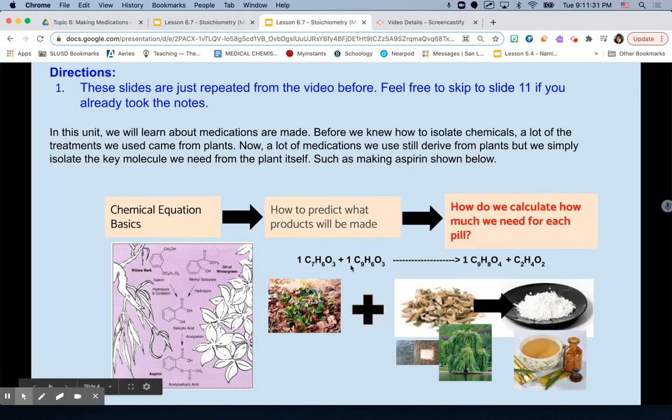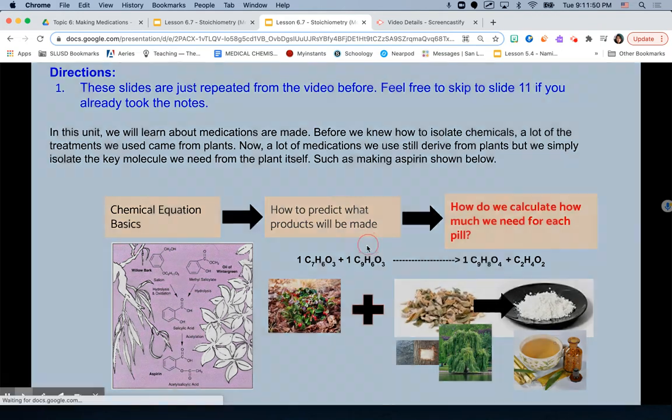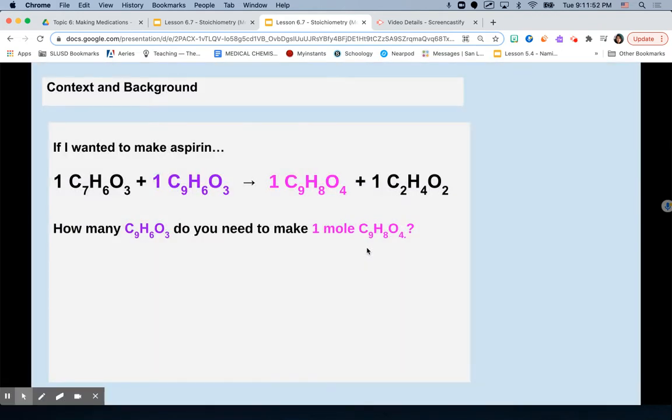So far in Unit 6, we've talked about chemical equations, how to predict products, and now we can figure out, okay, if I want to make a 500 milligram pill of something, how many of these ingredients or reactants will I need? We talked about balancing an equation to make sure that things match up before and after, right?